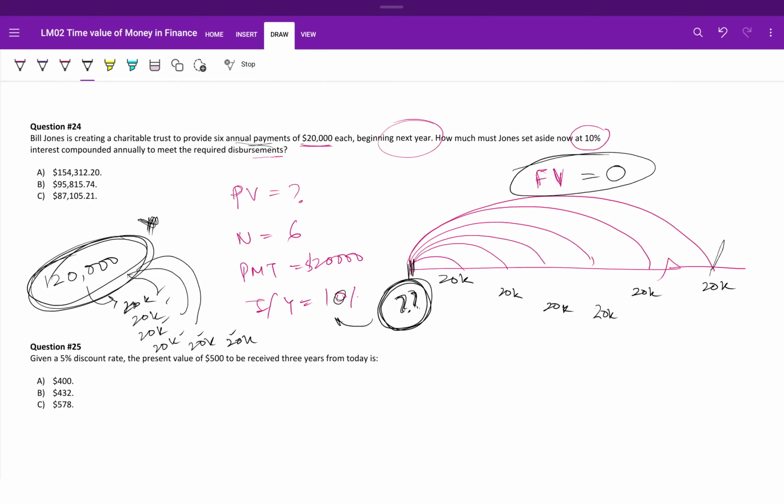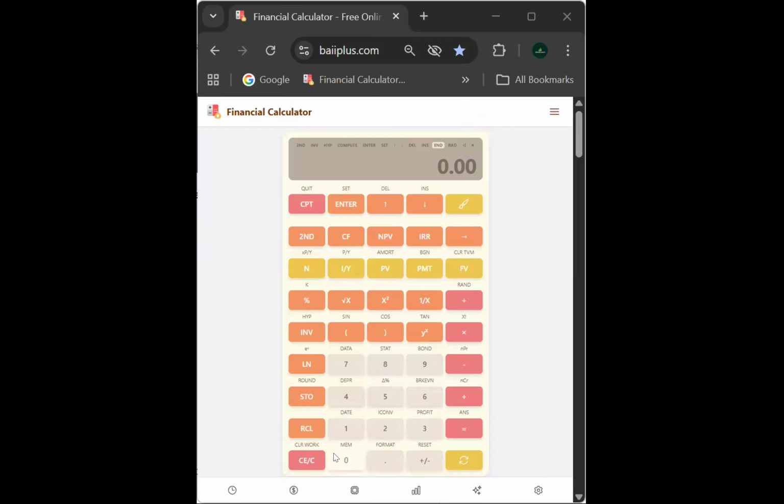So once you plug in these numbers in the calculator, you are paying out something. If you use payment as a negative number, your present value is going to be a positive number. If you plug in payment as a positive number, your present value is going to be a negative number. Okay, let's plug these question numbers in our calculator and see how we calculate the present value when the future value is zero.